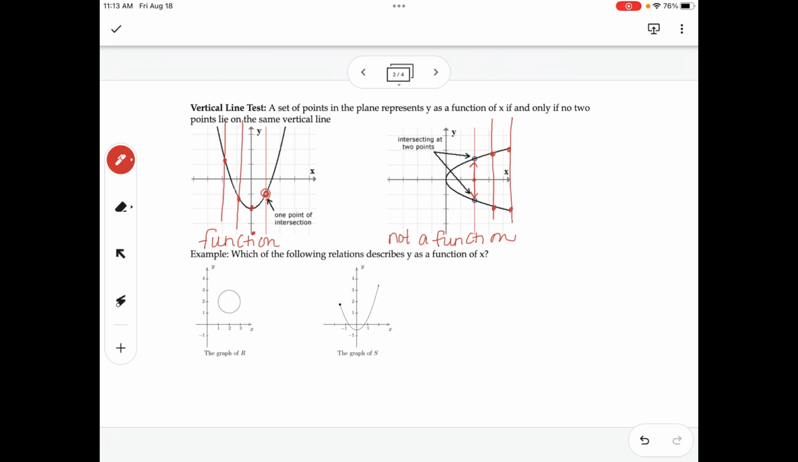Let's use the relations below. Do they describe y as a function of x? So if I'm using my vertical line test here, I see that a circle is not a function because it doesn't matter where I put my vertical line. It's crossing that circle in more than one location. Not a function. However, this particular one, no matter where I put my vertical line, it only crosses that graph one time. So this one is a function.